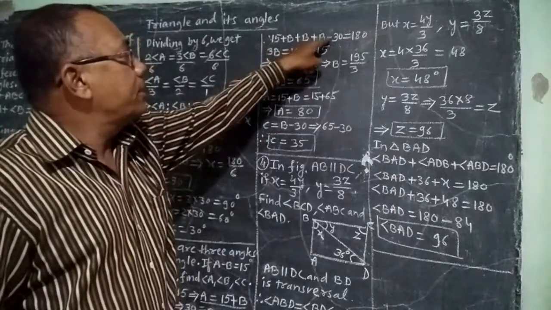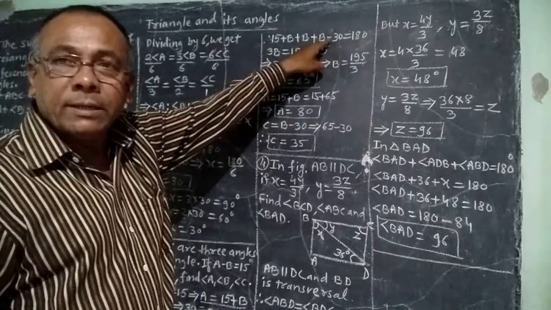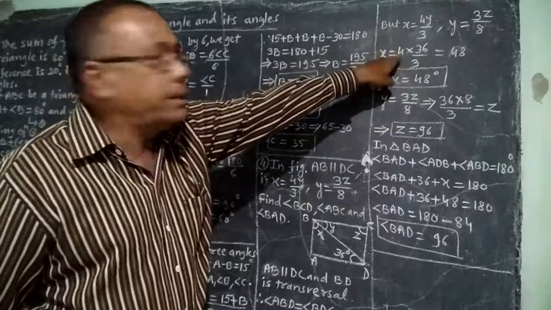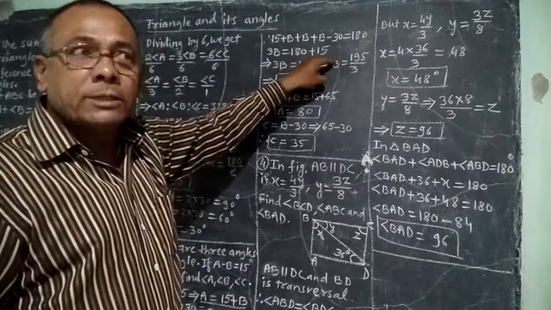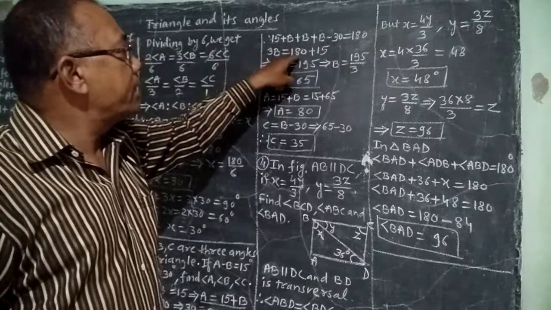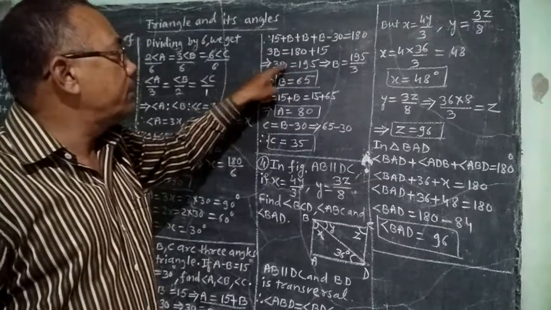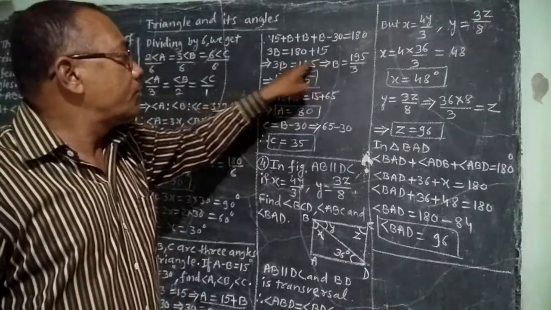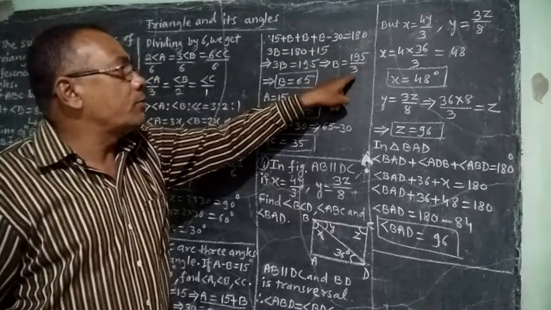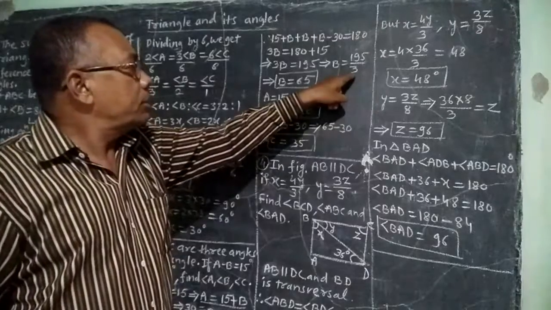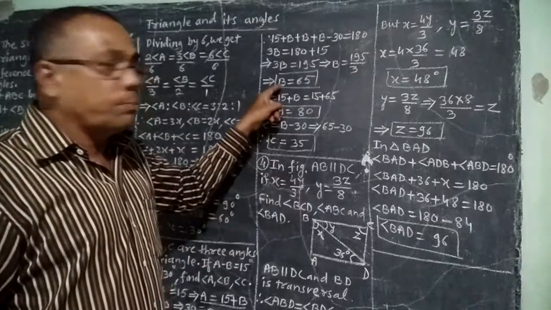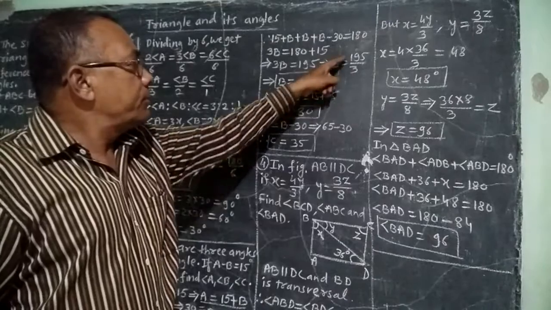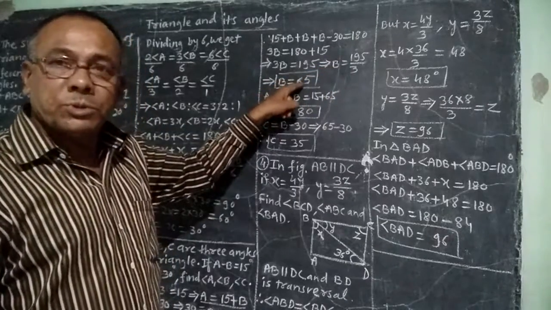Now here B plus B plus B means 3B is equal to 180. Here 15 minus 30, it will be minus 15. So it will be plus 15 to the other side. So 3B is equal to 180 plus 15, and therefore 3B is equal to 195, which implies B is equal to 195 upon 3. So B is equal to, the division will be 65, means B is equal to 65.